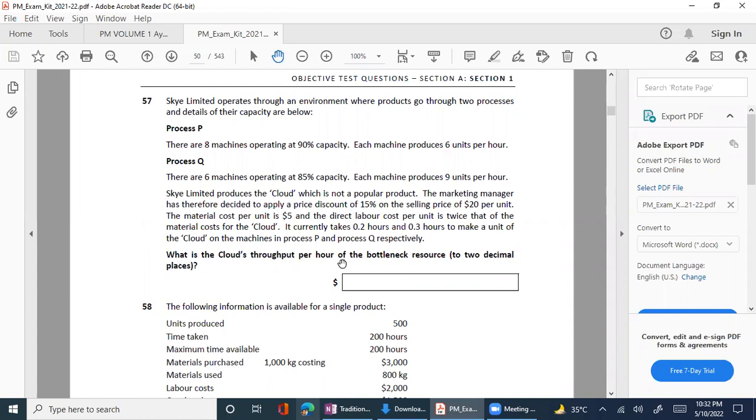Which process is a bottleneck? A bottleneck process is a process which limits the production. So if we look at process P, there are 8 machines working at 90% and producing 6 units per hour.